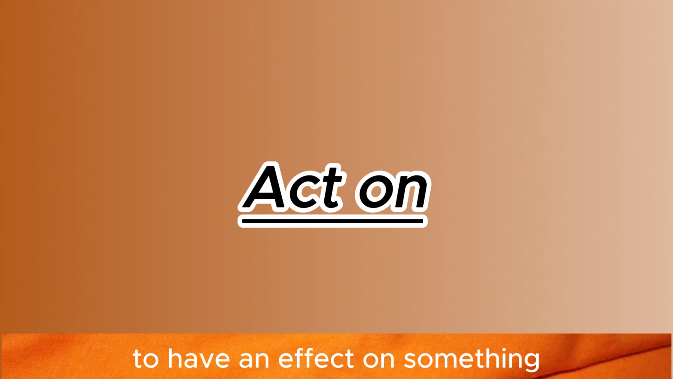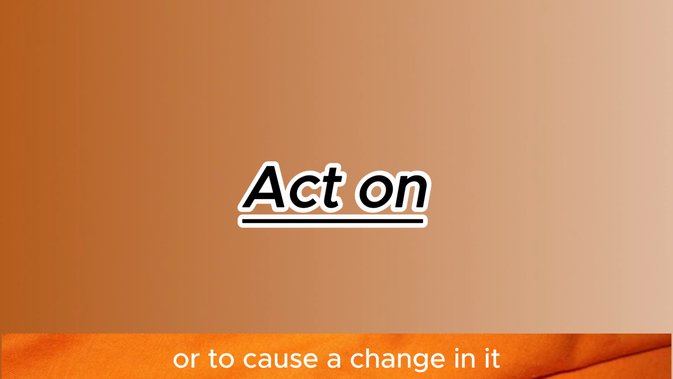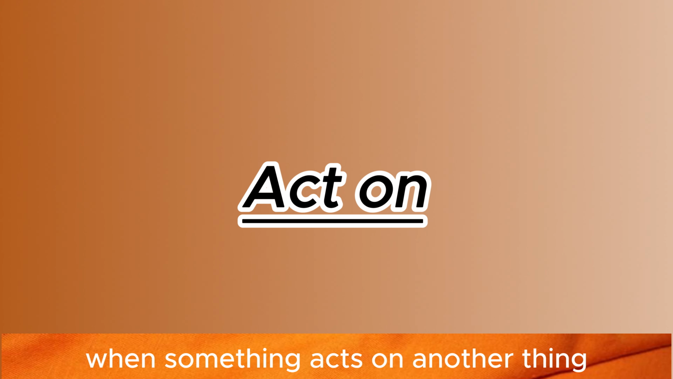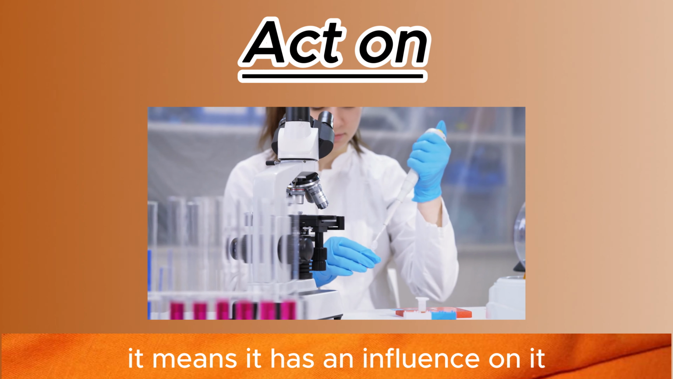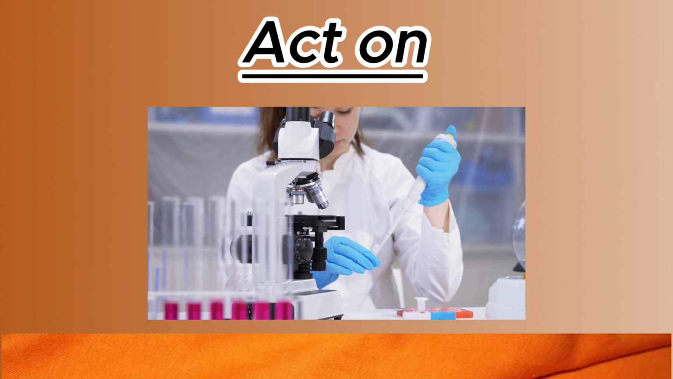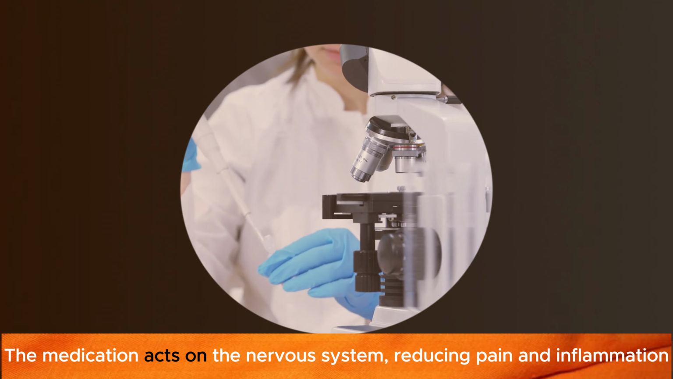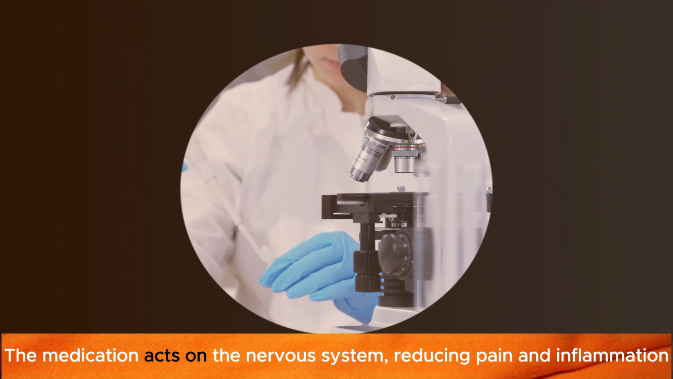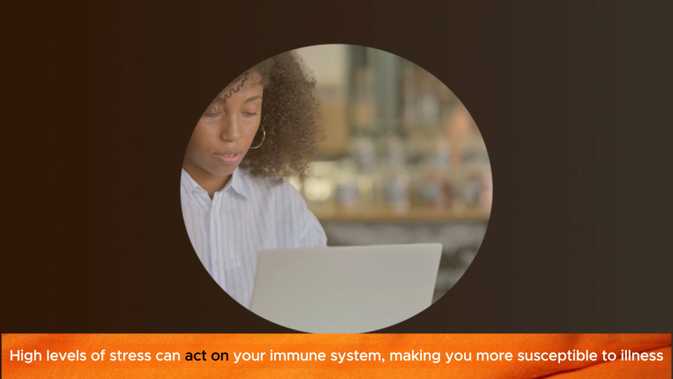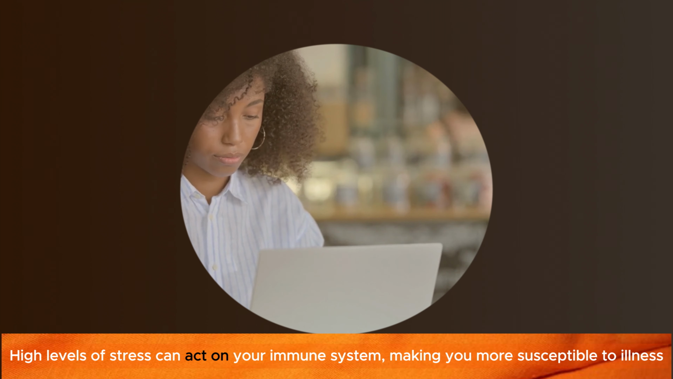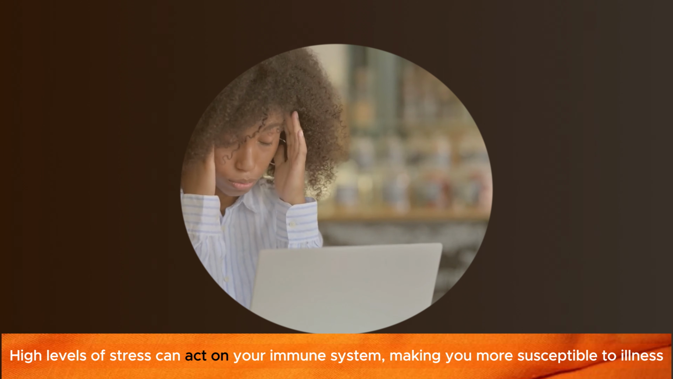The second meaning of act on simply means to have an effect on something, or to cause a change in it. When something acts on another thing, it means it has an influence on it, causing it to change in some way. The medication acts on the nervous system, reducing pain and inflammation. High levels of stress can act on your immune system, making you more susceptible to illness.